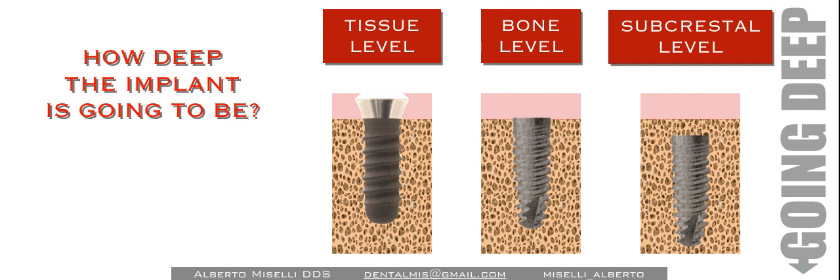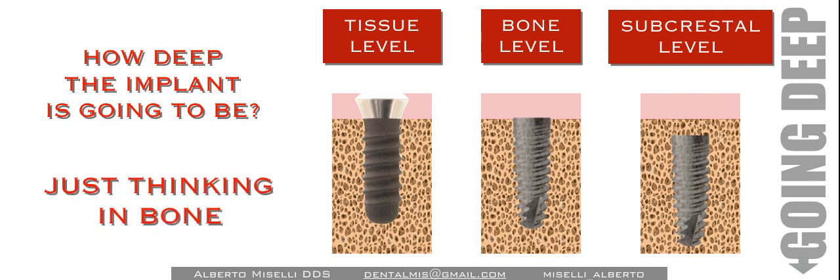It means that if we don't have enough mucosa width, we need to place the implant subcrestal. But this implant at subcrestal level must have a conical connection, because it's better, because it doesn't have micro movement. Okay.